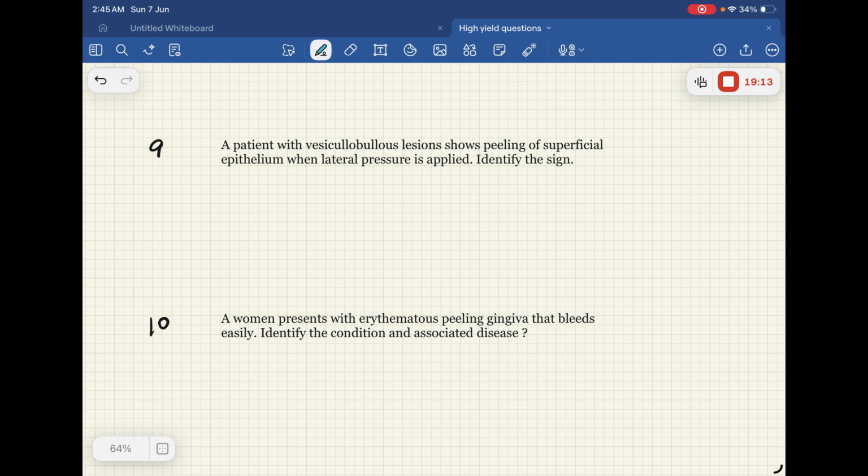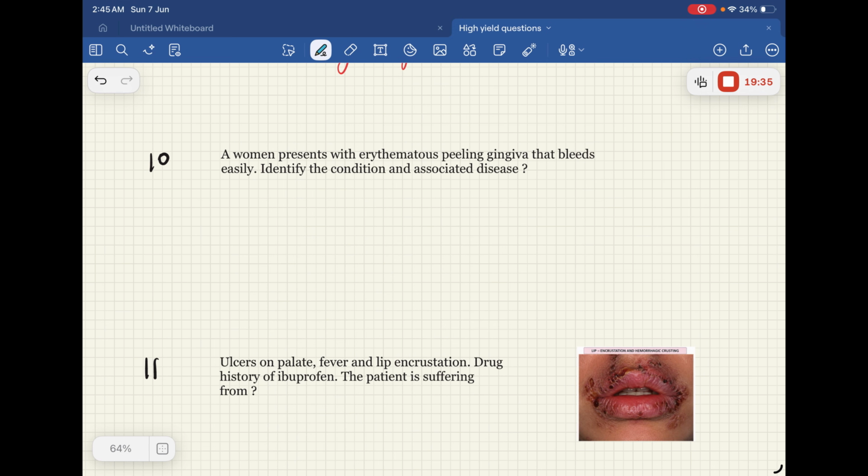A patient with vesiculobullous lesions shows peeling of superficial epithelium when lateral pressure is applied. Now, which sign is this? It is Nikolsky sign. Next question. A woman presents with erythematous peeling gingiva that bleeds easily. So, which condition? It is desquamative gingivitis.